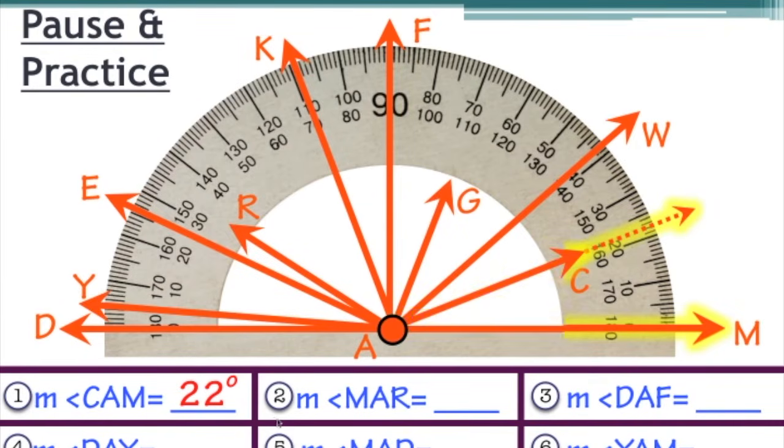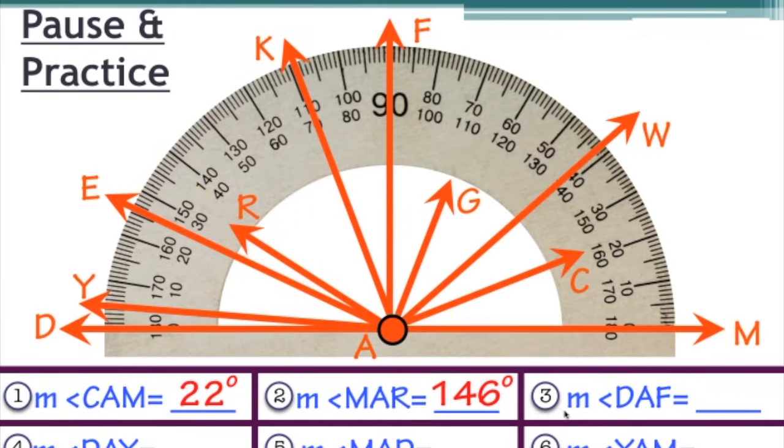Number 2, the measure of angle MAR. Angle MAR is here, MAR. Again, the angle's a little short, so we'll have to extend the line. And again, our start line starts here at this 0, so we'll use the outside numbers. That'll bring us to 140, 145, that's 146. So the measure of angle MAR is 146 degrees.